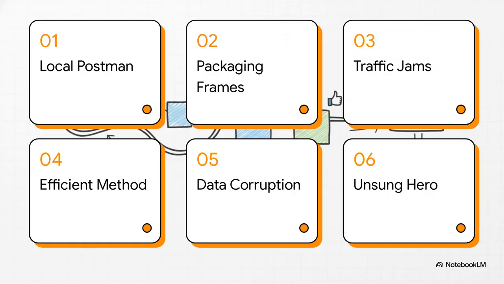So here's what we're going to cover. We'll see how this layer acts like the internet's local postman. We'll look at how it packages our data up, and then we're going to dig into two huge problems it solves that would make the internet basically unusable: traffic jams and data corruption. By the end, you'll see why it really is the network's unsung hero.